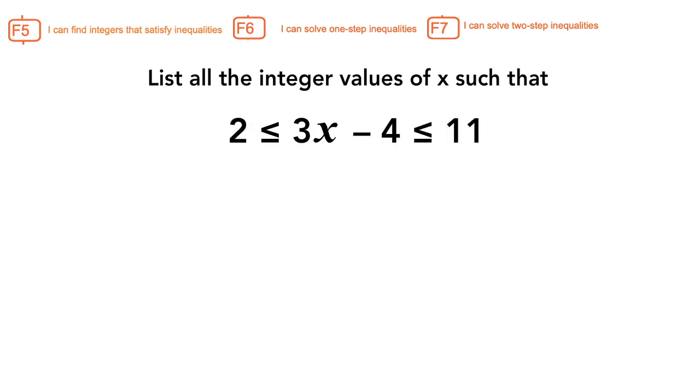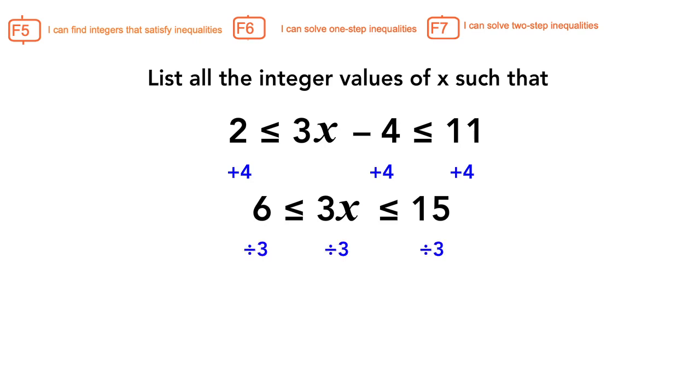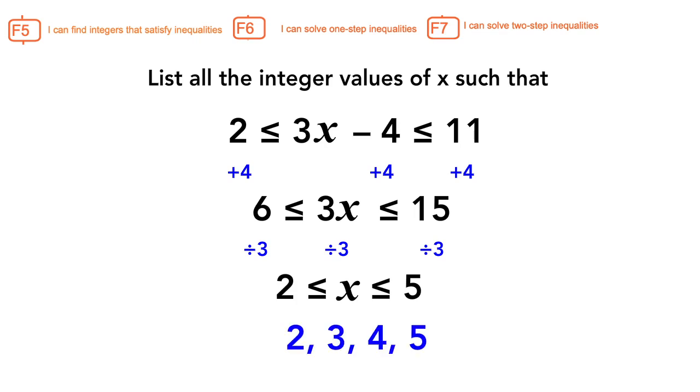Another example, 2 is less than or equal to 3x minus 4, which is less than or equal to 11. First we add 4 to all 3 parts, giving us 6 is less than or equal to 3x, which is less than or equal to 15. Then we divide all three parts by 3, giving us 2 is less than or equal to x, which is less than or equal to 5. The values that are between 2 and 5, including 2 and 5, are 2, 3, 4, and 5. Our last example.